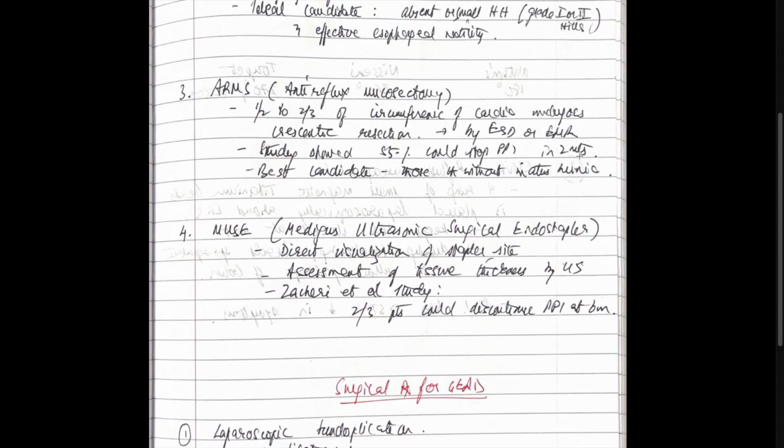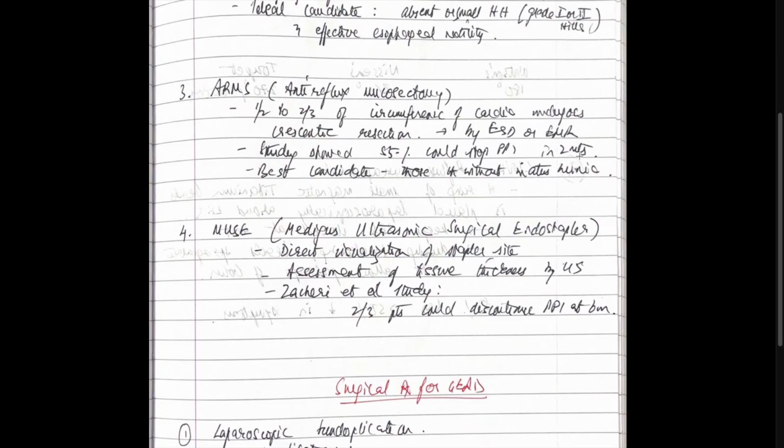The ARMS procedure is anti-reflux mucosectomy. 1/2 to 2/3 of the circumference of the cardia undergoes a crescentic resection either by ESD or by EMR. And the idea is to cause an inflammation causing a fibrosis. The study shows that 55% could stop the PPI in 2 months of the procedure. The best candidate would be those without a hiatus hernia.